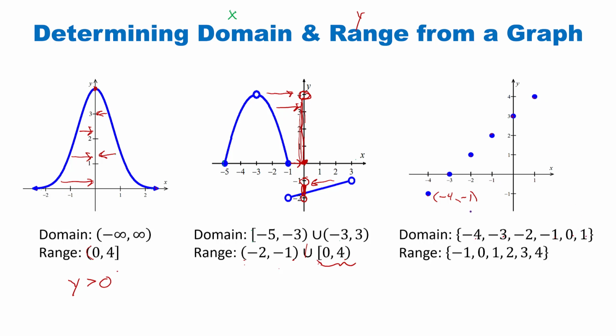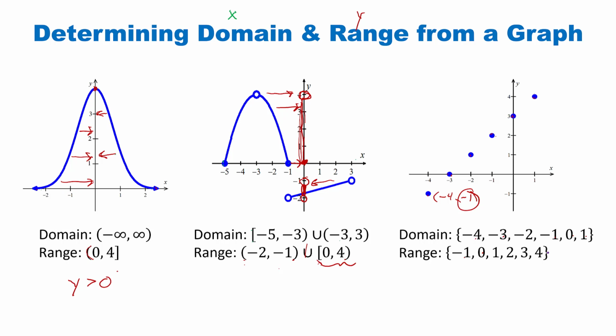And then for the range, we're looking at the y values. So we'd have -1, 0, 1, 2, 3, and 4. And so that's our domain and range. And remember, don't be afraid to use the curly brackets there.